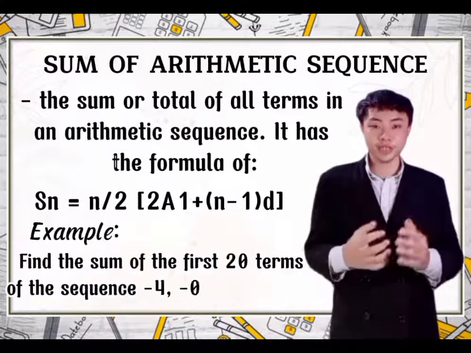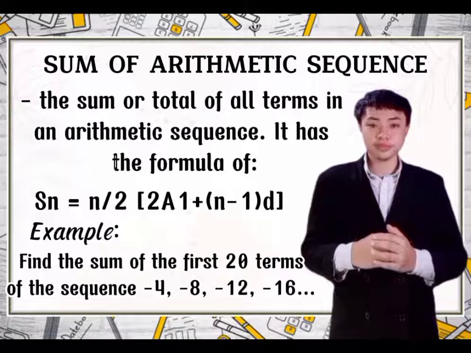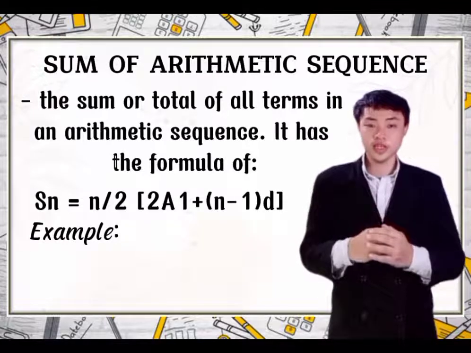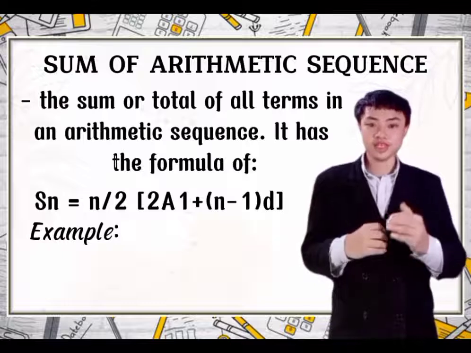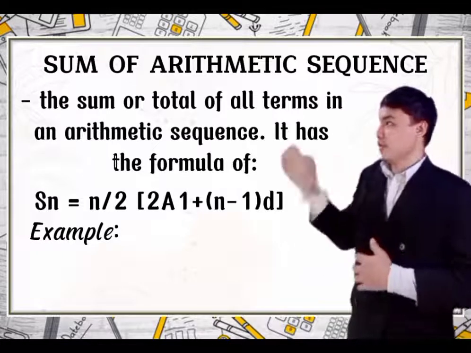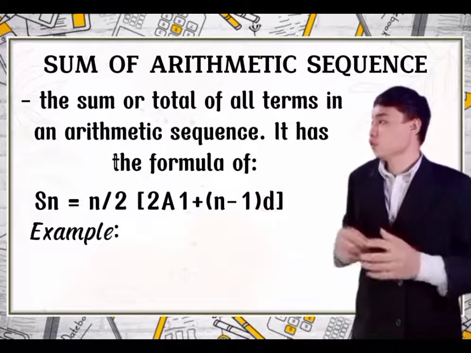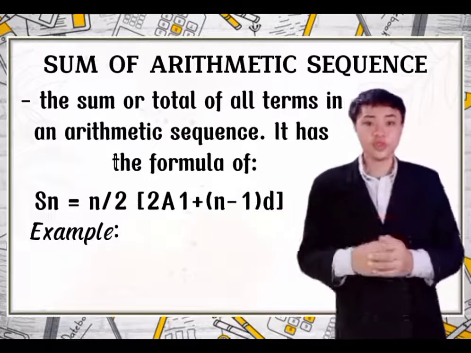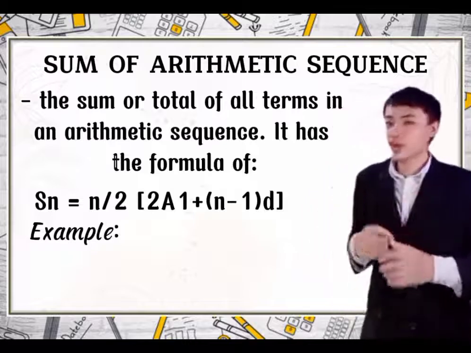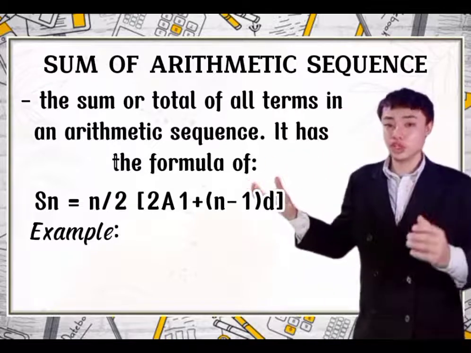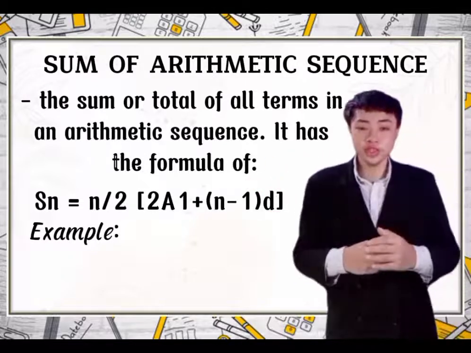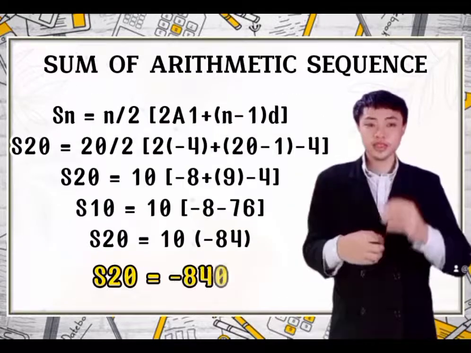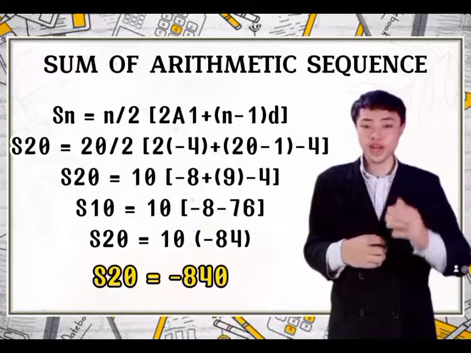Next is the sum of an arithmetic sequence. When we say sum of an arithmetic sequence, it means the sum or total of all terms in an arithmetic sequence. It has a formula of S sub n equals n over 2 times the quantity 2 a sub 1 plus n minus 1 times d. For example, find the sum of the first 20 terms of the sequence negative 4, negative 8, negative 12, negative 16, and so on. The first step we're going to do is follow the formula.